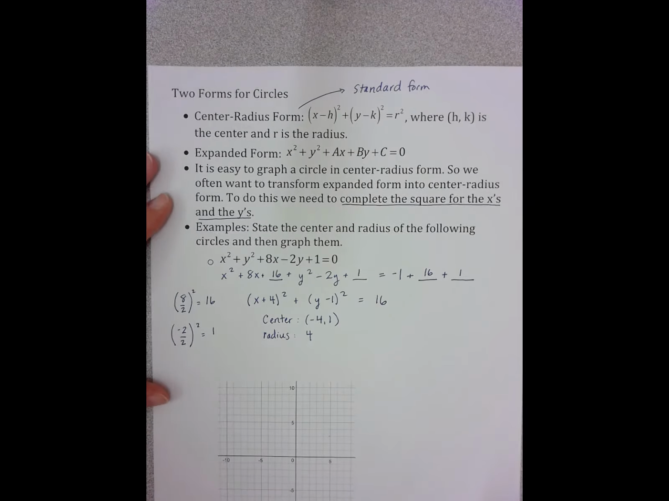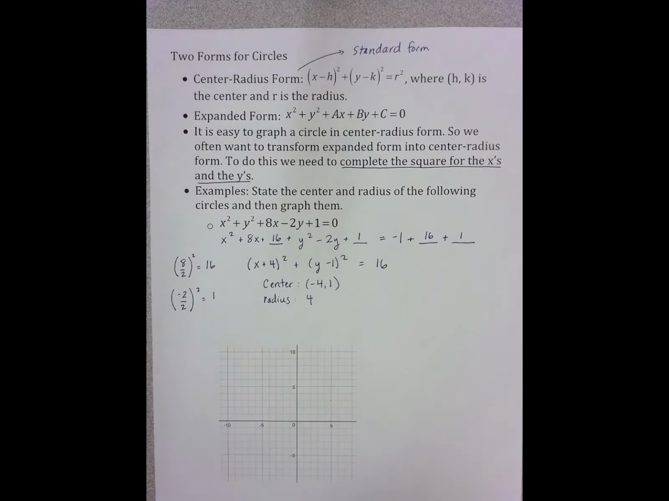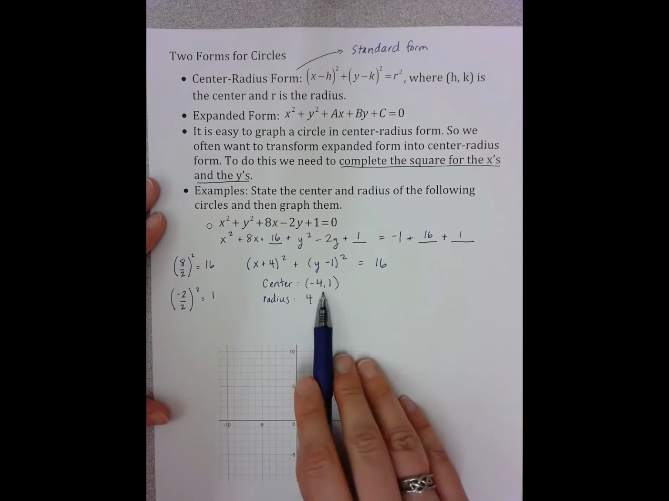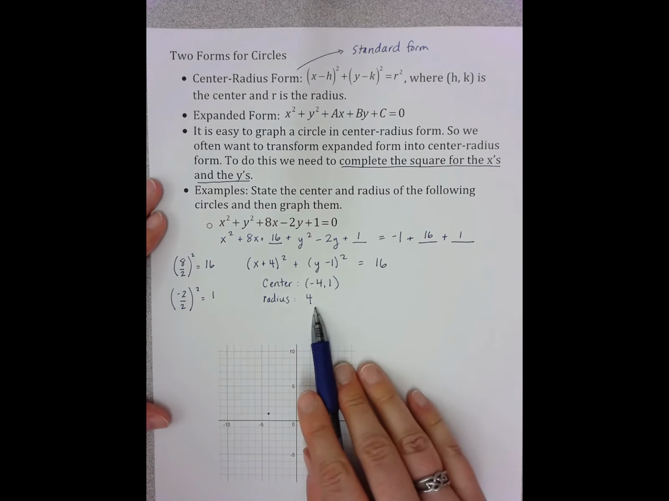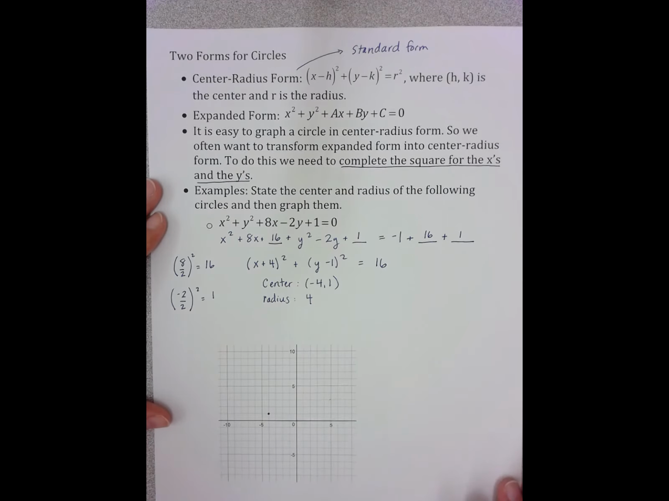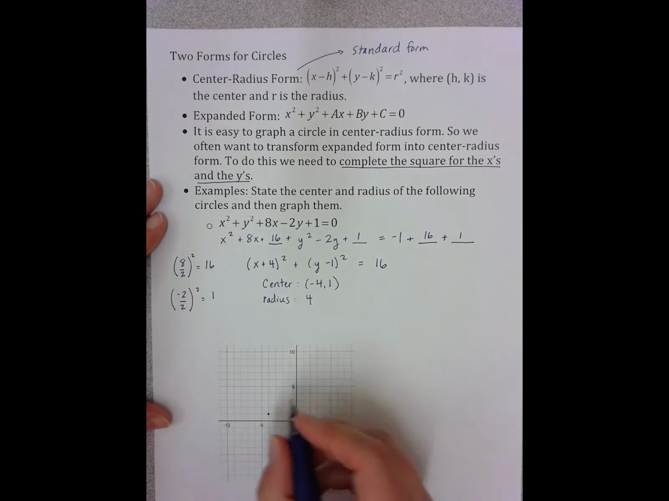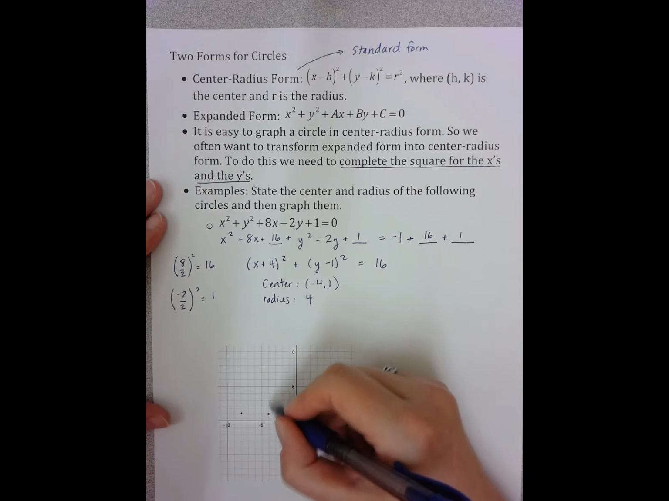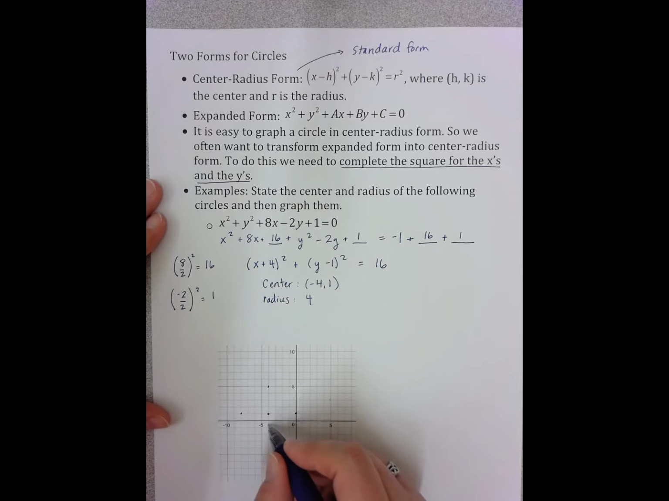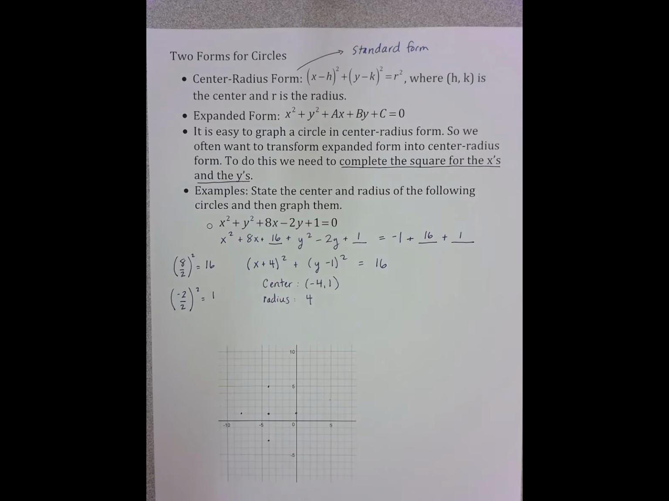Which means I can now graph this. So remember, when we're graphing circles, the first thing we do is graph our center: negative 4, positive 1. Then I use my radius to go in the 4 cardinal directions, that many units. So I'm going to go right 4, left 4, up 4, down 4. So now I have 4 points that I can connect to make a circle.